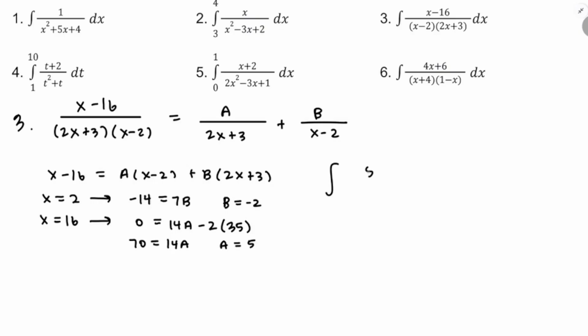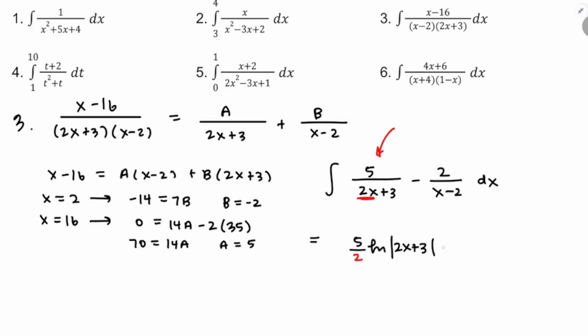So I'm integrating 5 over 2x plus 3 minus 2 over x minus 2 with respect to x. Okay, now I have to be very careful about this one right here because of that 2x. We're going to need to remember that, think about the chain rule there. When I anti-differentiate, I'll still be thinking 5 natural log of the absolute value of 2x plus 3, but I'm going to need to divide by that 2 to prepare for the chain rule. Minus 2 natural log absolute value x minus 2 plus c.